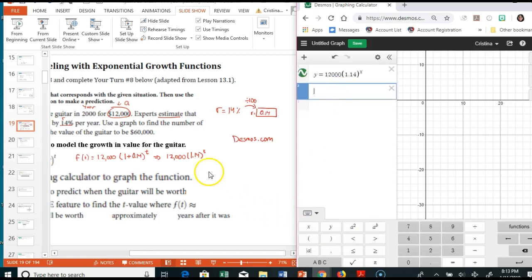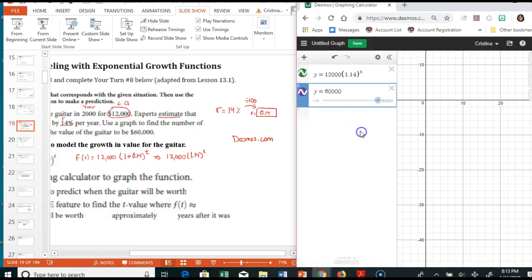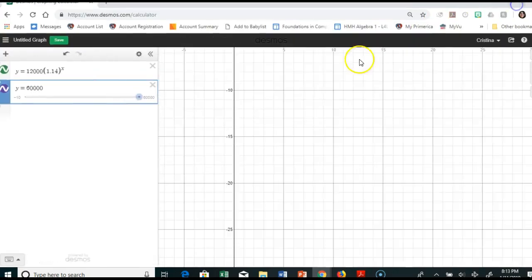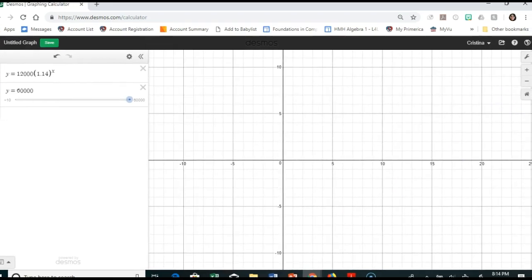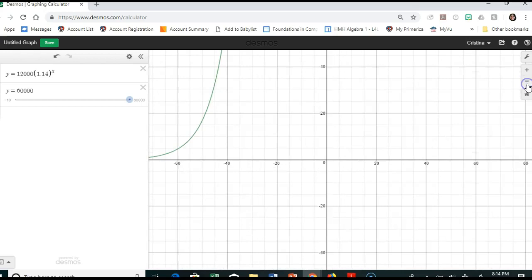And then, since he wants to know for $60,000, I'm going to write a second value of y equals about $60,000. And as you can see here, you're like, wait, Mrs. A, I graphed the same thing and nothing appears. So what I'm going to do, so you can see, I'm going to zoom out. And I'm going to zoom out by a lot.